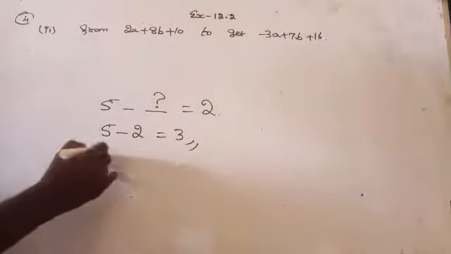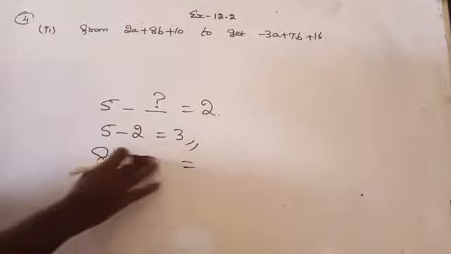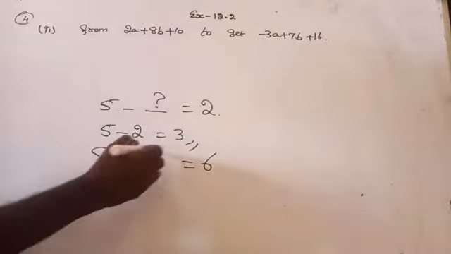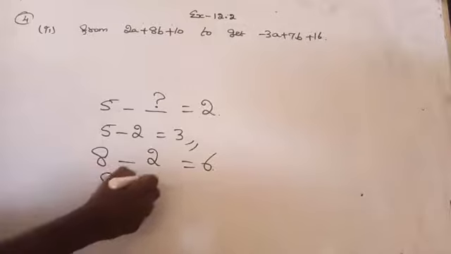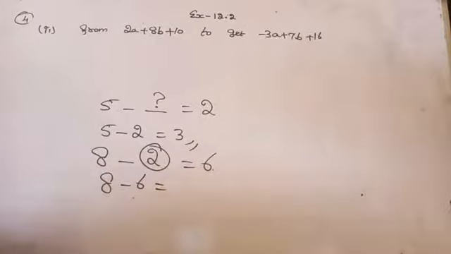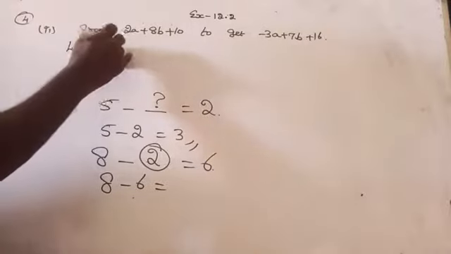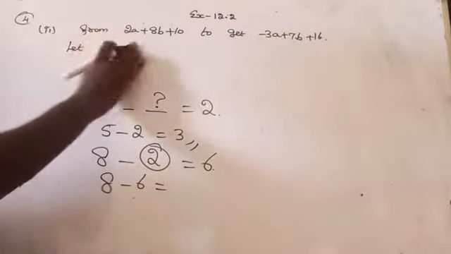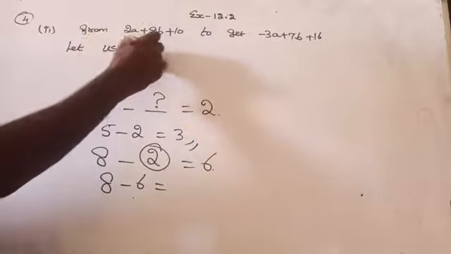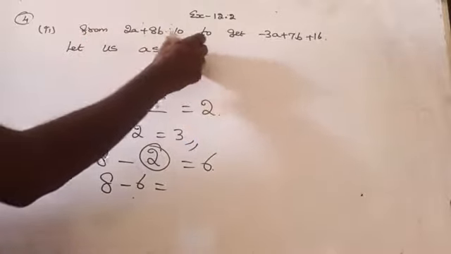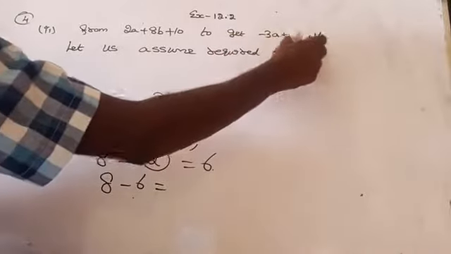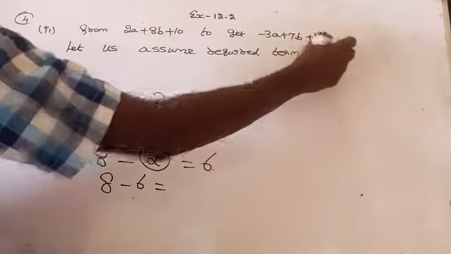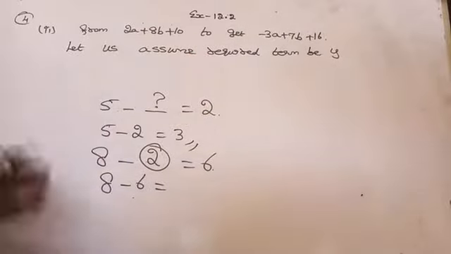What should be subtracted from 8 to get us 6? 8 minus 2 is 6. So what will you do? 8 minus 6 gives us this number. Am I right here? Now what will you do? Let the required expression, let us assume the required term be y, because here we don't have a variable y, so we will take it as y.